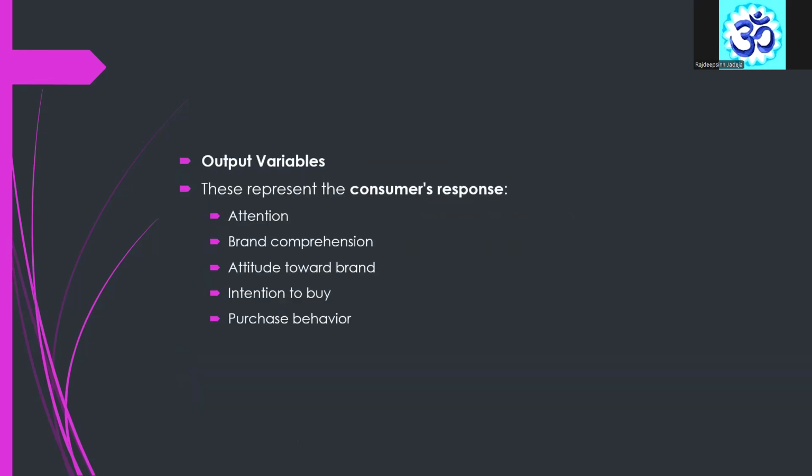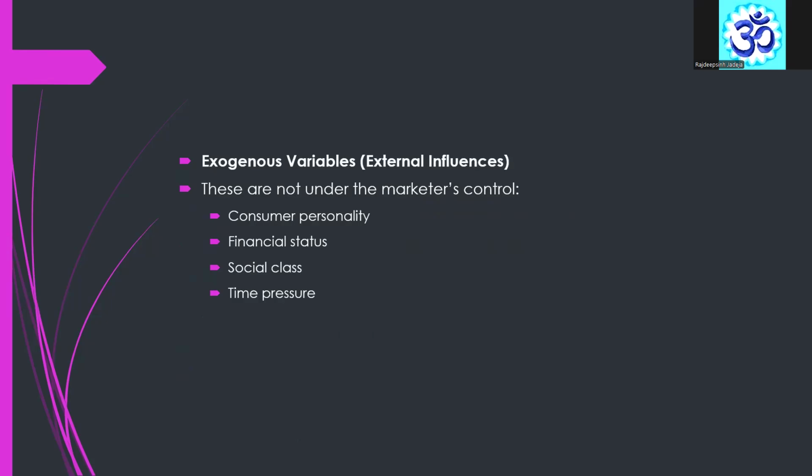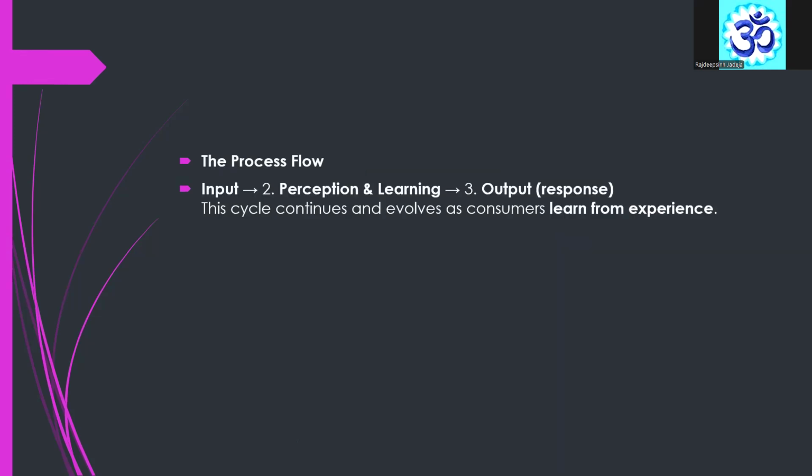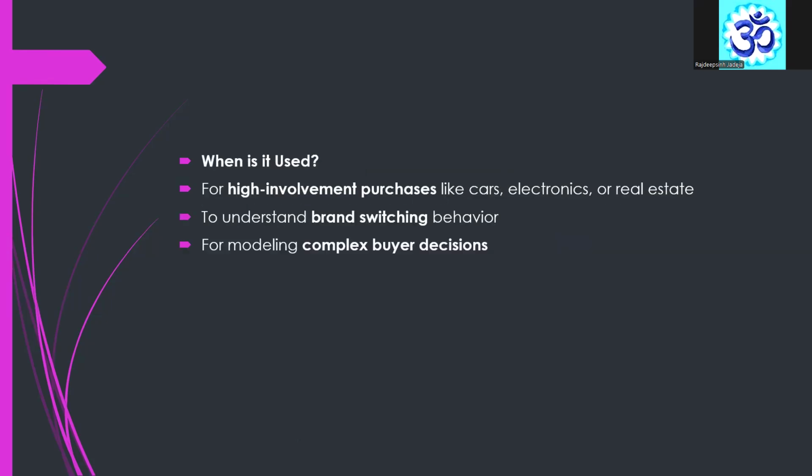And here is the output variable, which includes attention, brand comprehension, attitude toward brand, intention to buy, and purchase behavior. Exogenous variables include external influences: consumer personality, financial status, social class, and time pressure. The process flow is the input, then perception and learning, and then the output. The cycle continues and evolves as a consumer learns from experience.